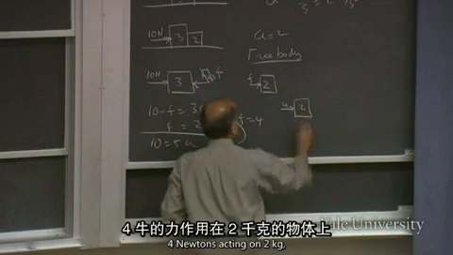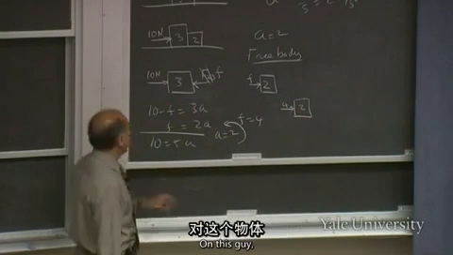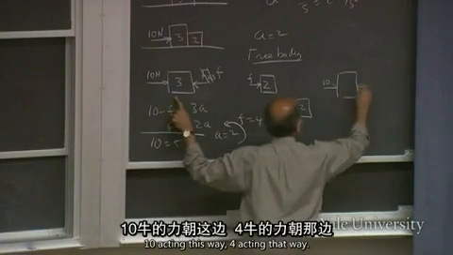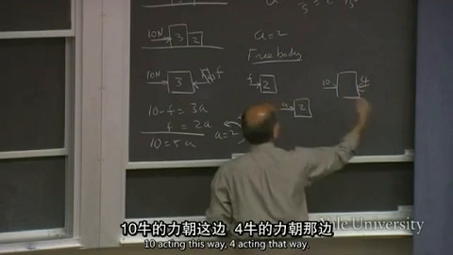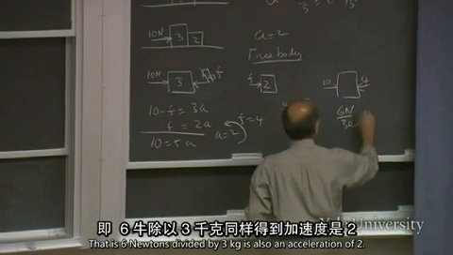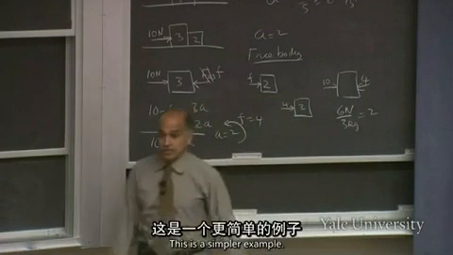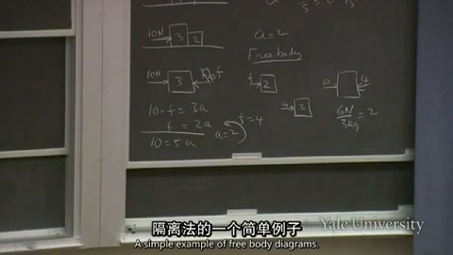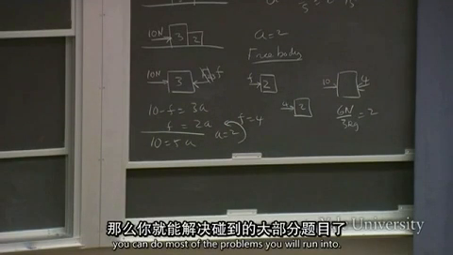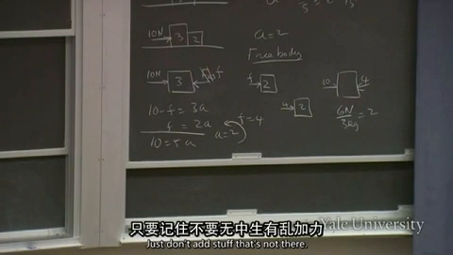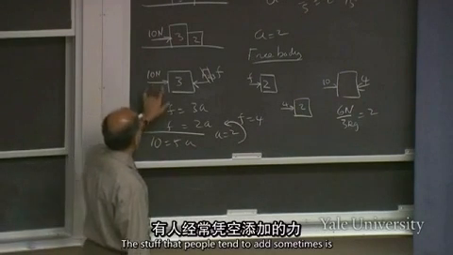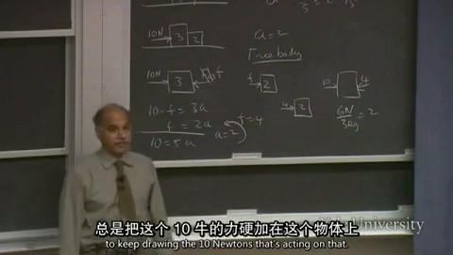4 newtons acting on 2 kilograms gives you an acceleration of 2. On this guy, I have 10 from the left, and I have 10 acting this way, 4 acting that way. That is 6 newtons divided by 3 kilograms is also acceleration of 2. This is a simple example of free body diagrams. Very simple. If you can do this, you can do most of the problems you will run into. Just don't add stuff that's not there. That's all you have to be careful about. And the stuff that people tend to add sometimes is to keep drawing the 10 newton as acting on that.